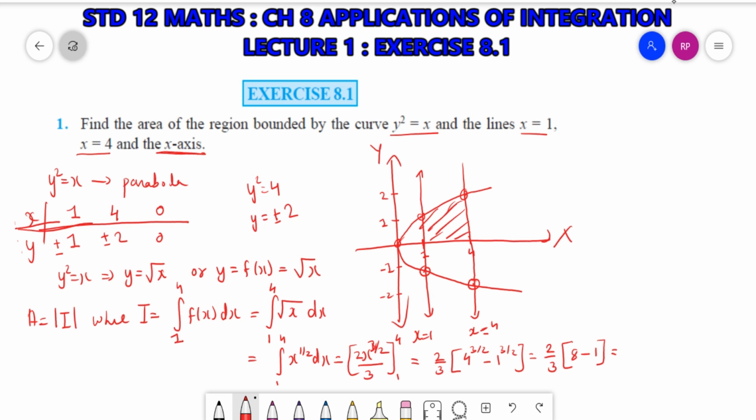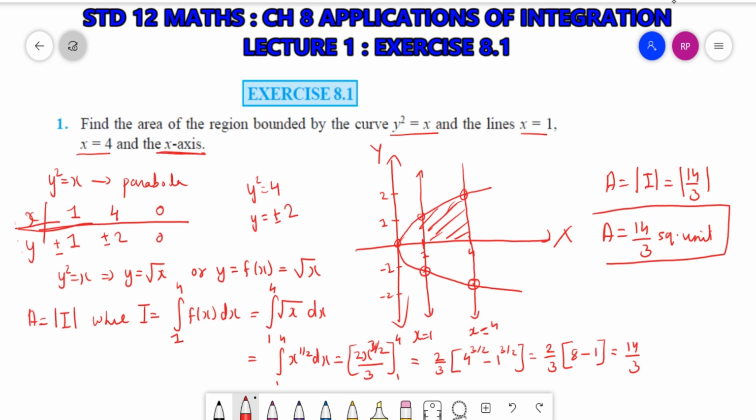So this will be equal to 2 by 3 times (8 minus 1), that is 7, so 14 by 3. So area is equal to modulus of I, equal to modulus of 14 by 3. Area A is equal to 14 by 3 square unit. This is the area. Clear?